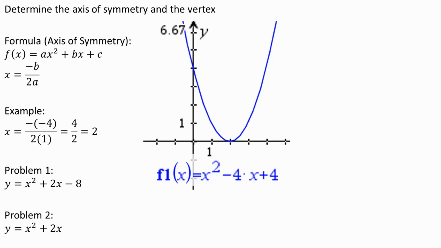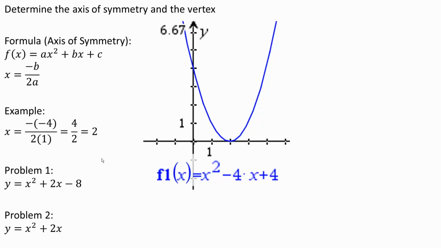In this video, we will determine the axis of symmetry and the vertex. So the formula for axis of symmetry: if we have ax squared plus bx plus c, the axis of symmetry will be negative b divided by 2a. And so we'll do an example. What is the axis of symmetry for this function right here?